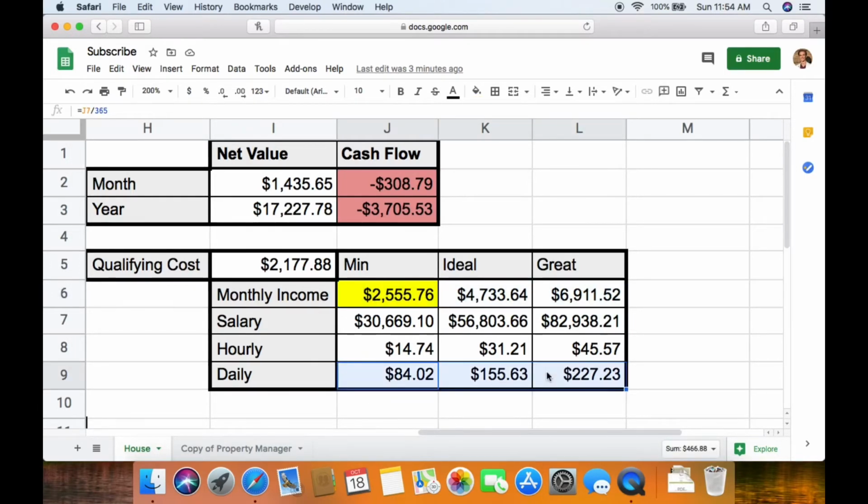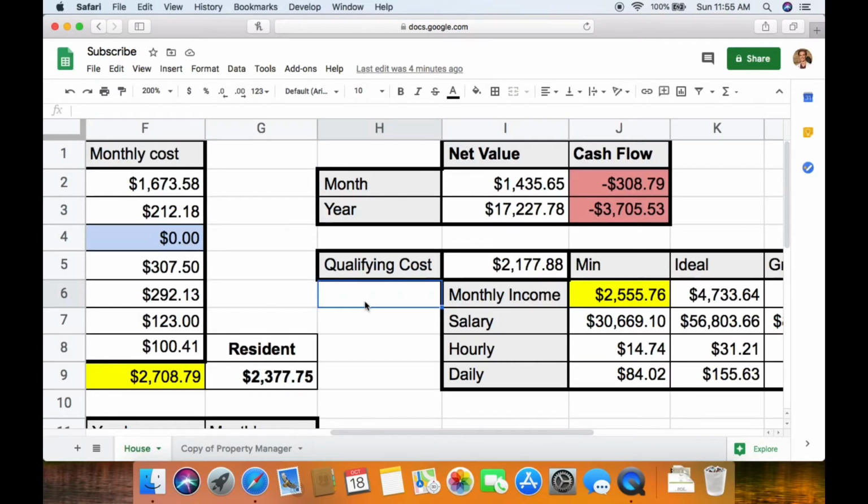you would have to be making daily, and also the hourly rate if you're getting paid that, but this does not take taxes into effect, so keep that in mind. If you're making $14.75 an hour, you're probably going to be making around $30,000, but after taxes, that's going to be a lot lower. So you have to take that into effect as well.